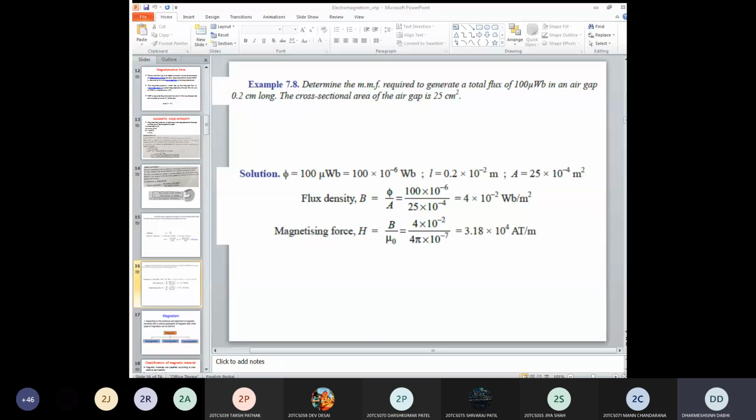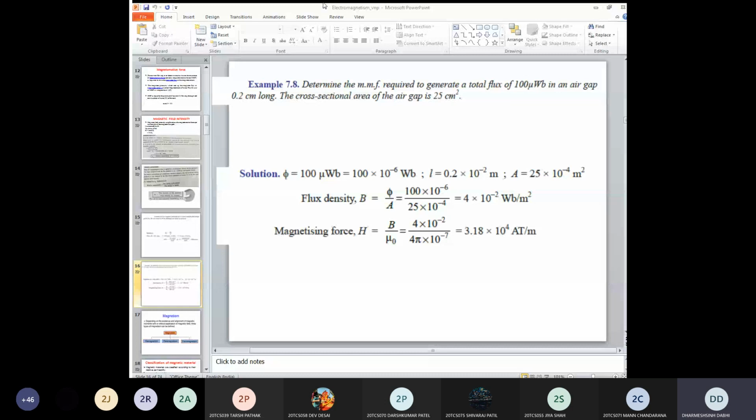So if you first know the flux density, then you can find out the magnetizing force H. You can see here the equation of H is flux density divided by nu zero. Clear? So flux density is 4 into 10 raised to minus 2. Nu zero is constant, 4 pi into 10 raised to minus 7. So for magnetizing force, you get 3.18 into 10 raised to 4 ampere turns per meter.